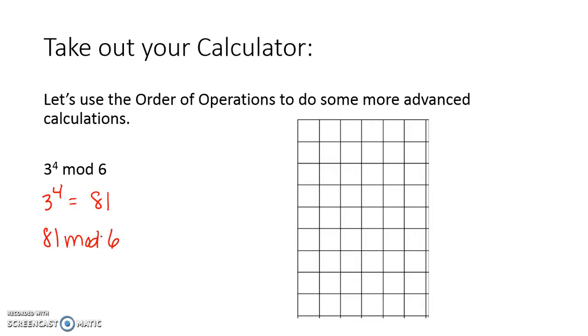Mod 6. So I go over here to my scratch work and I do 81 divided by 6. 6 goes into 8 one time. 1 times 6 is 6, and when I subtract I get 2. Bring down the 1. 6 goes into 21 3 times. 3 times 6 is 18. When I subtract I get 3. So 3 to the 4th power mod 6 is equal to 3.